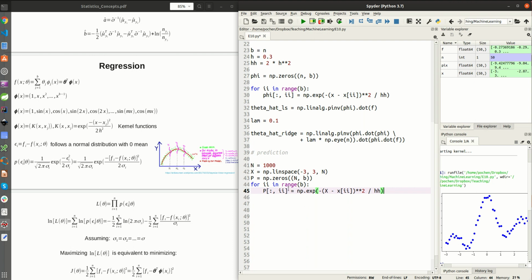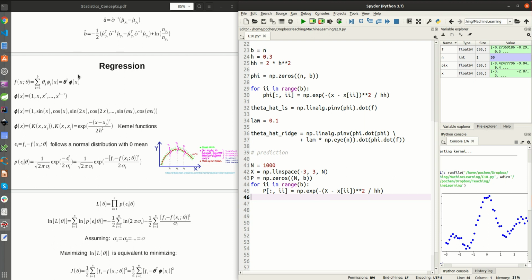So is P gonna be a symmetrical matrix? No, it's not gonna be a symmetrical matrix, right? Because the dimension is not gonna be the same anymore. Capital N is not the same as small b. Capital N is 1000, so it's not gonna be a symmetrical matrix. Yeah, and that's gonna be our P, our phi matrix for making predictions, right?